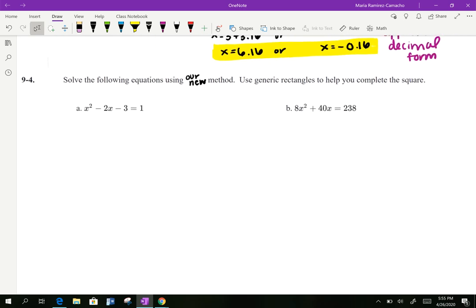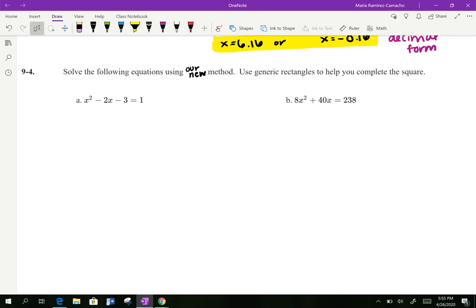For the last problem that I'm going to work out in these notes, we're just going to keep practicing that completing the square method. So again, that first step that we took was moving this constant term to the other side because it makes my steps a little easier later. So let's add 3 to both sides. We're left with x squared minus 2x equals 4. Then I draw my generic rectangle and I put x squared in the lower left corner, and I take this x term and I split it in half.